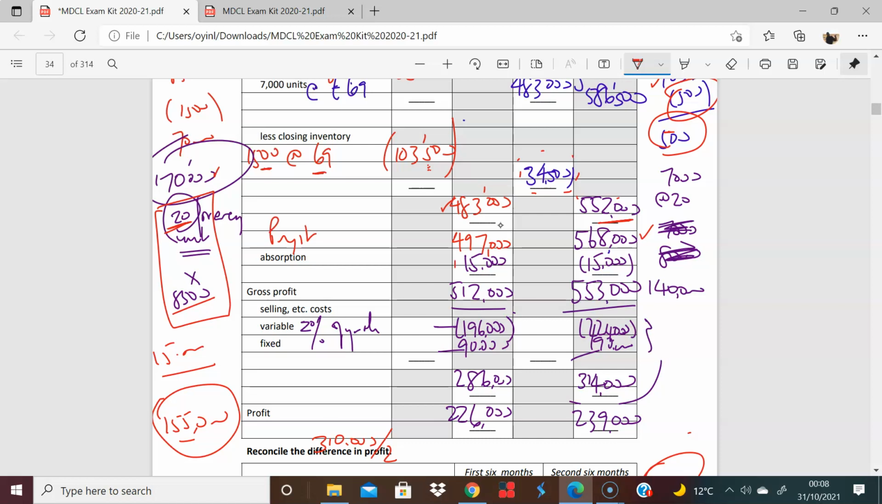And if you add the 15, then you get 512,000. In the next half, you produce 7,000 units. You put each one at £20. So currently, your system has 140,000. That's 15 short of what that cost should be. That cost should be 155, right? We've calculated that: 310 divided by 2, 155.